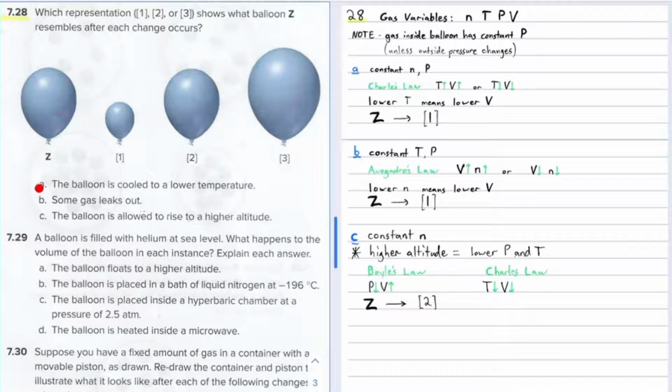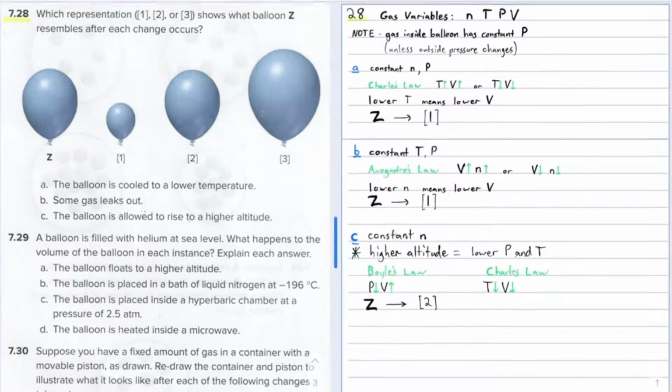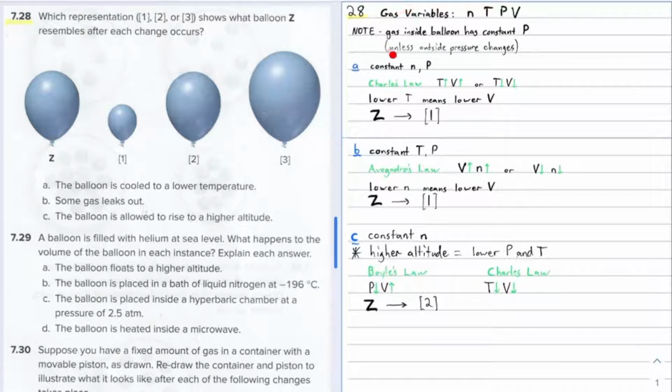Okay, let's look at these changes. First we'll look at change A. A quick little note up above which will help us answer these: the 4 gas variables that we're interested in. If you're talking about a gas, to describe that gas, you need to know the number of moles, the temperature, the pressure, and the volume.